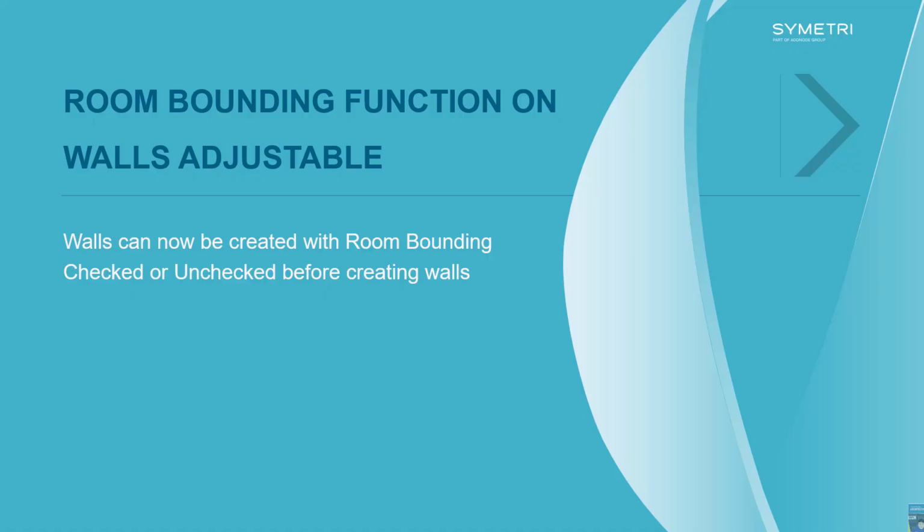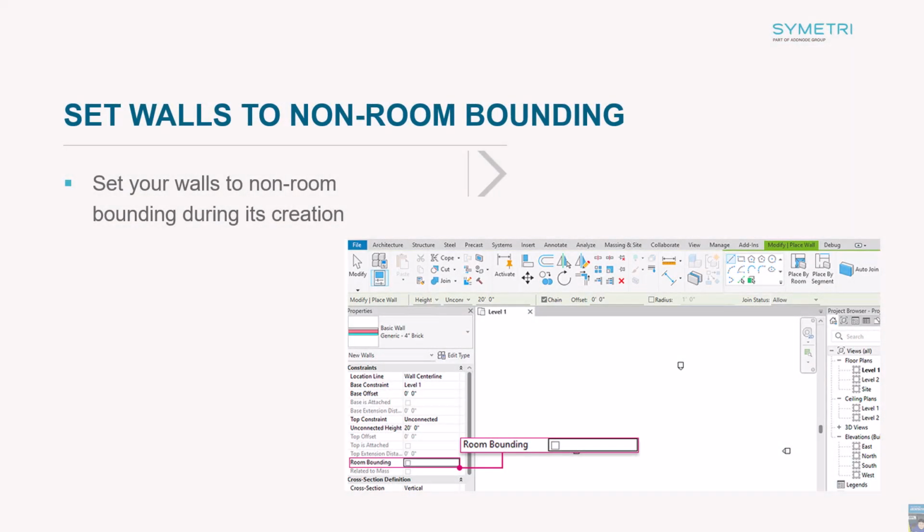Room bounding function has now been adjustable. So, when you create the wall by default, it is room bounding, but within the properties panel, you have the ability to check or uncheck that at will before you actually create it.